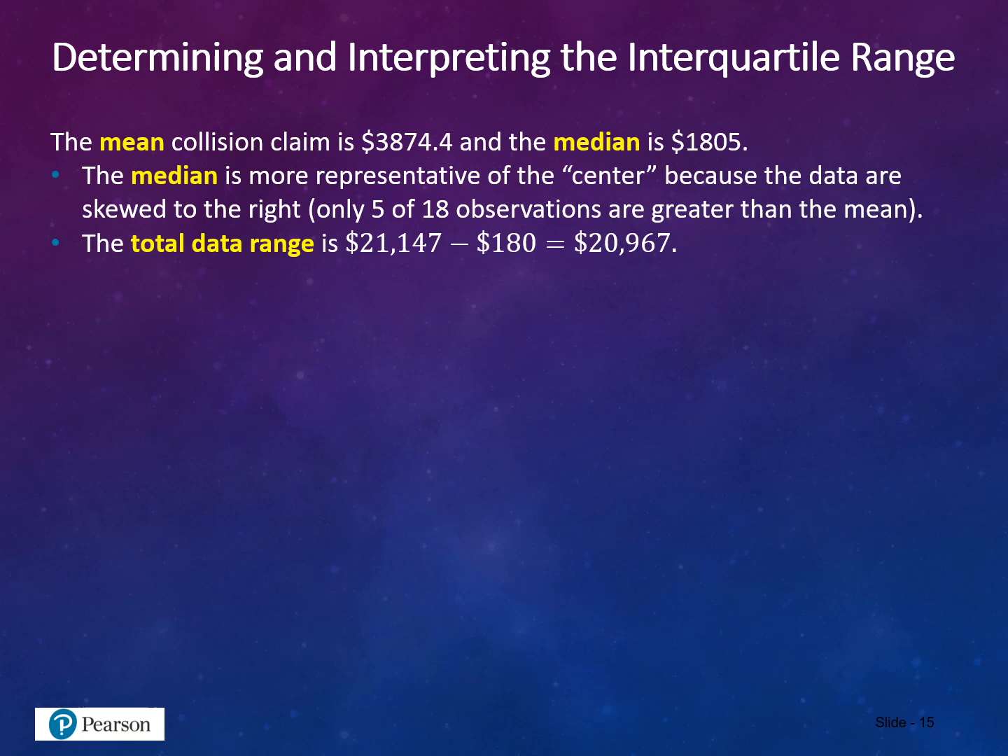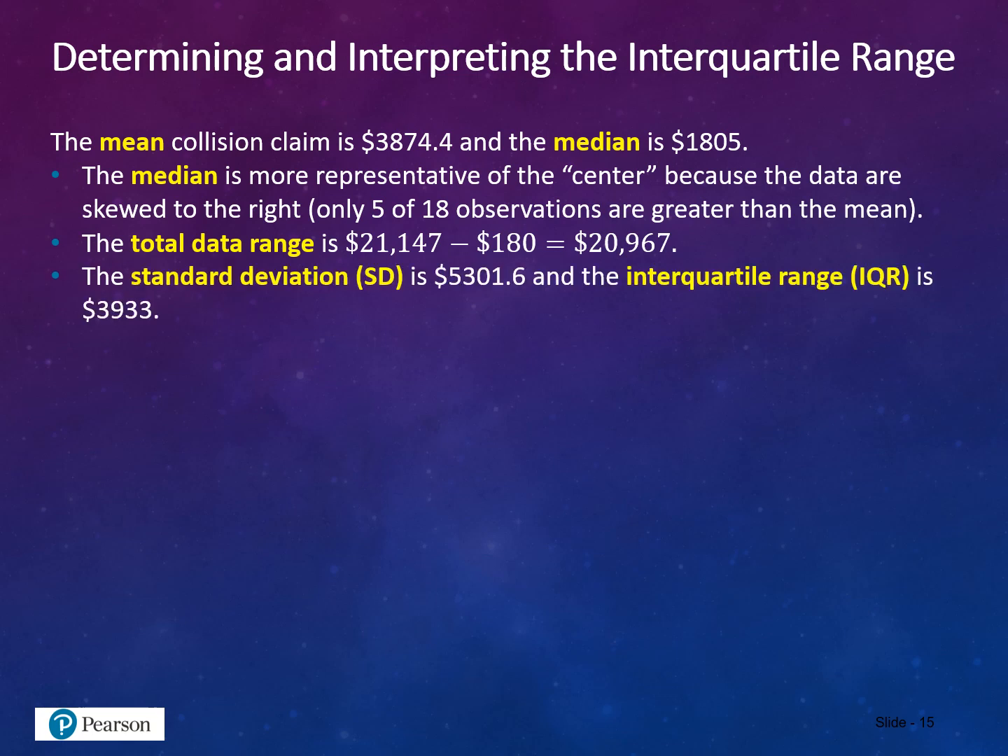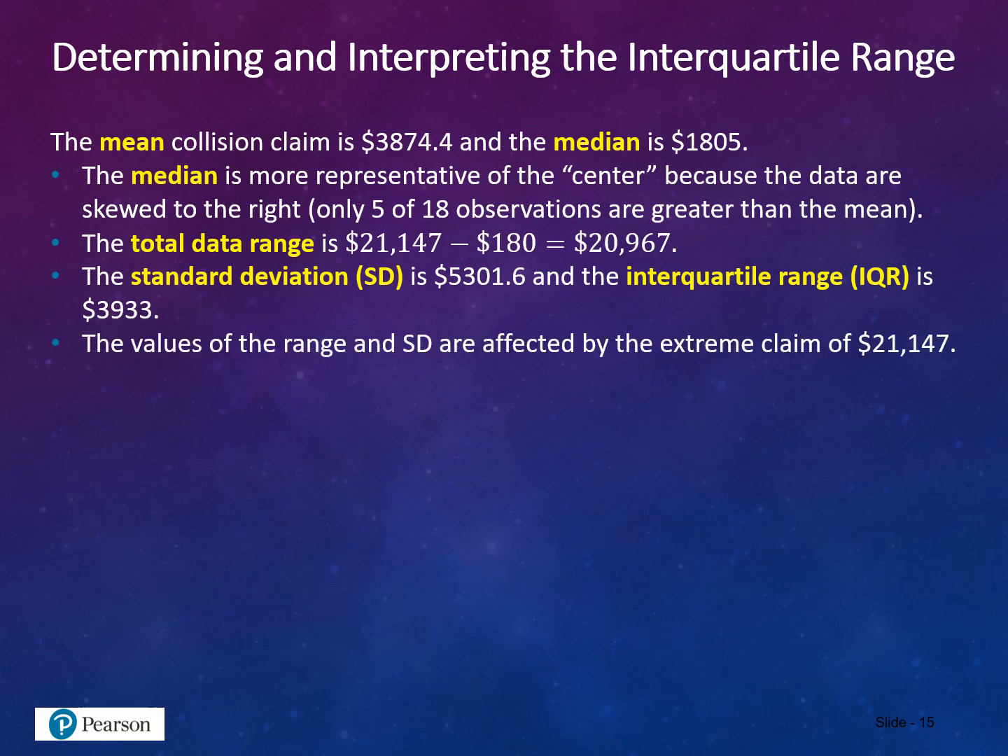So the total data range is 21,147, the highest value, minus 180, which is the lowest data value, which gives us $20,967. The standard deviation is $5,301, and the interquartile range is $3,933. The values of the range and the standard deviation are affected because there is one extreme claim, this really large value. You see a huge difference in this range, which is almost the value of the largest claim. So you can tell that we have a very small claim and a very large claim.